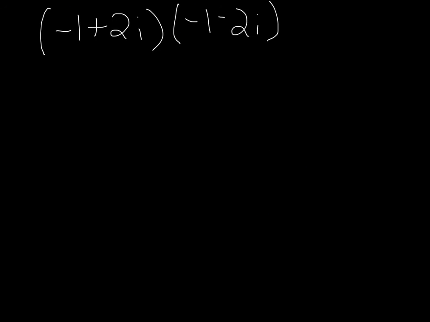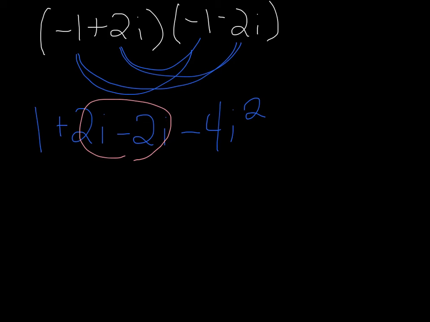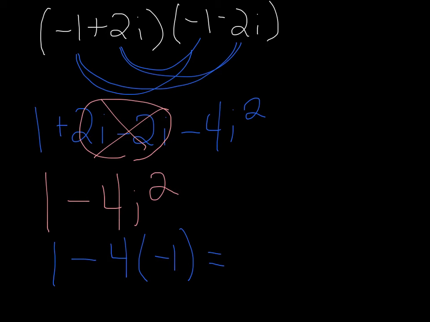So now let's look at the denominator. So we'll multiply this one as well. So negative 1 times negative 1 is positive 1. Negative 1 times negative 2i is positive 2i. 2i times negative 1 is negative 2i. 2i times negative 2i will be negative 4i squared. So we'll combine like terms. So now we should have 1. This becomes 0. Those cancel out. Minus 4i squared. So don't forget that i squared is a negative 1. So 1 plus 4 equals 5.